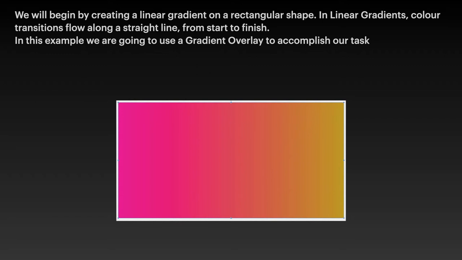We'll begin by creating a linear gradient on a rectangular shape. In linear gradients, color transitions flow along a straight line from start to finish, usually in this case left to right. In this example, we're going to use a gradient overlay to accomplish our task. You can just use the fill tool on its own, but I want to show you the gradient overlay.